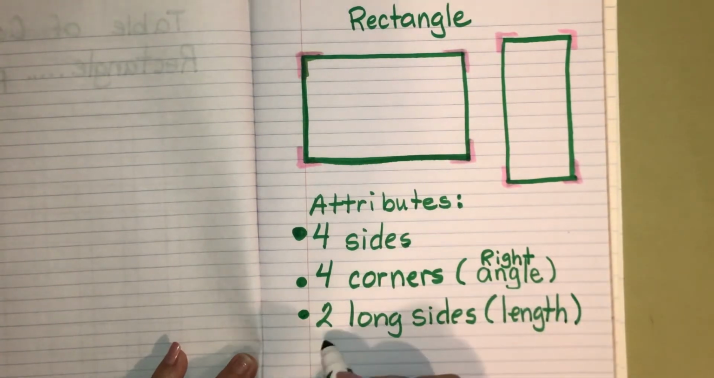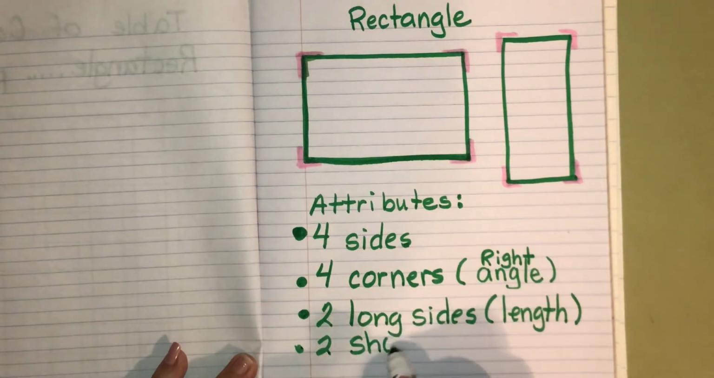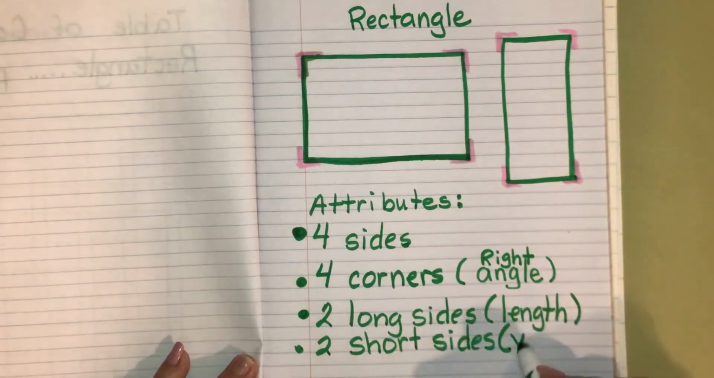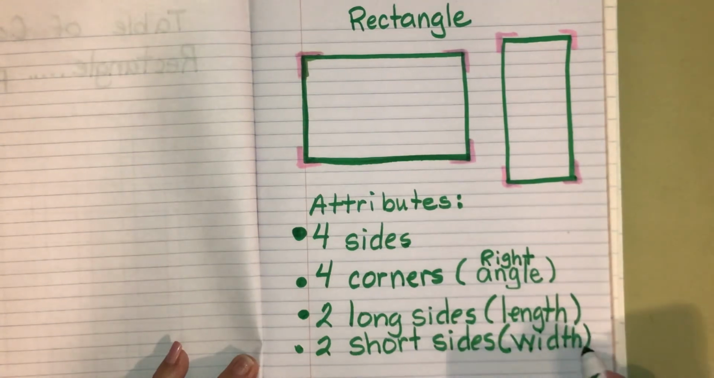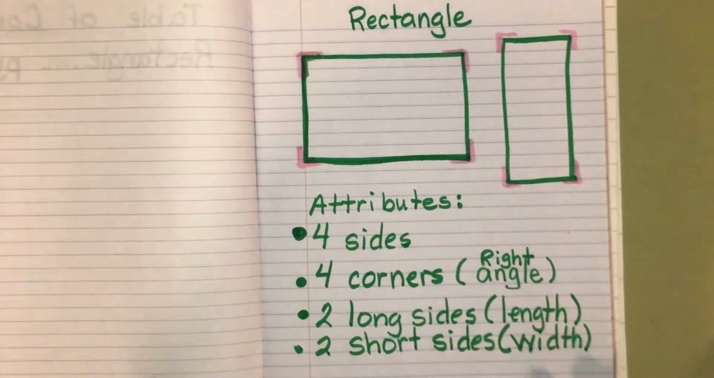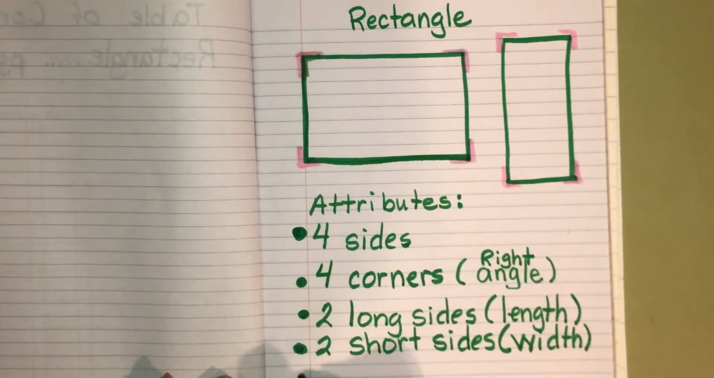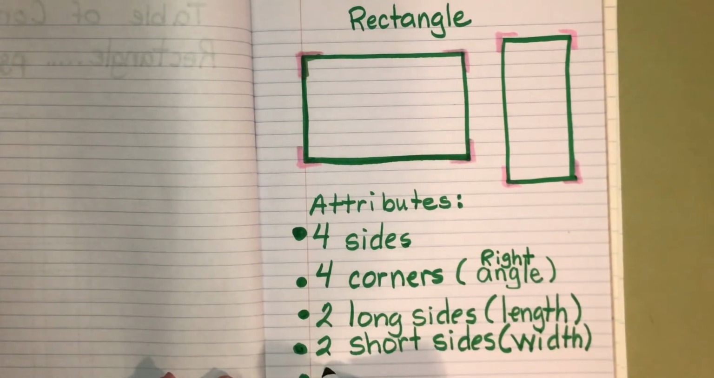and 2 short sides. And that has a math name too, and that is width. Width. Okay? So, there is one more attribute that I think we should write on here, and that is that it is flat.